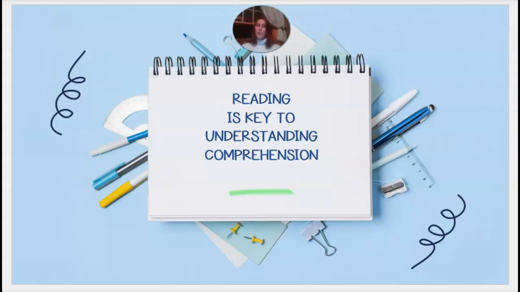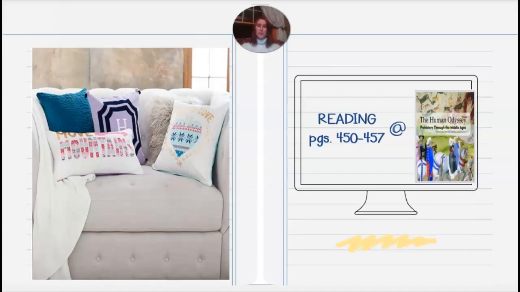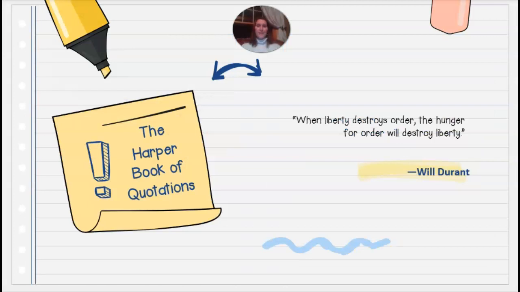And then, as I said in the beginning, reading is key to understanding and comprehension. Please make sure you do complete your reading pages for this lesson, pages 450 to 457. And then our quote for today: when liberty destroys order, the hunger for order will destroy liberty. And that was said by Will Durant. And that's from the Harper Book of Quotations.